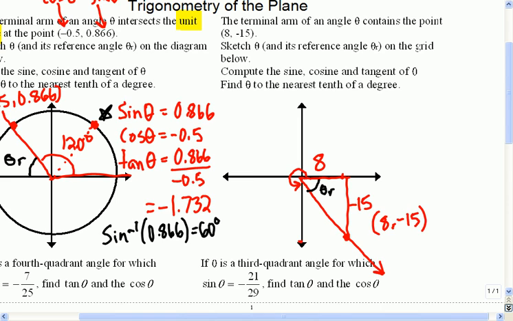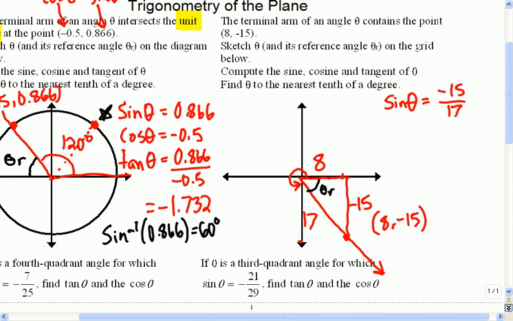Sandy, did you get it? 17? Okay, so if that's length 17, then now I've got the sides of the triangle. Here's the angle for reference. It's easy to find the sine of theta. It's just going to be the opposite over the hypotenuse.